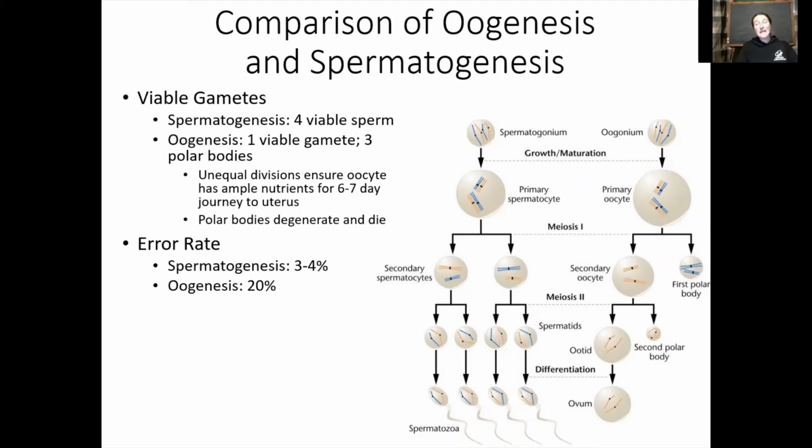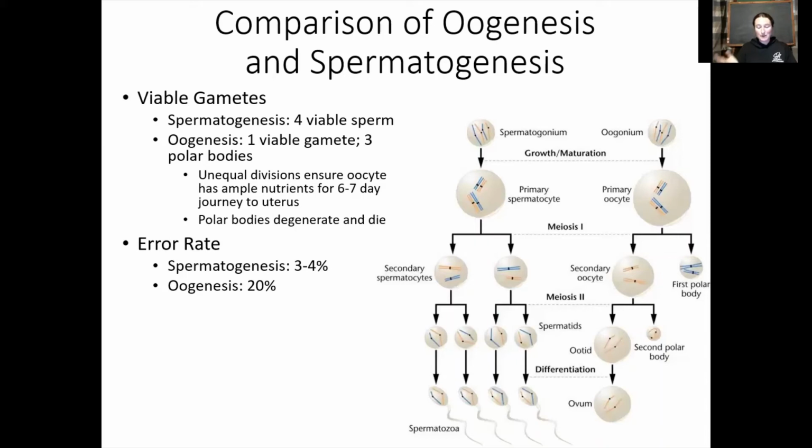Spermatogenesis begins at puberty and continues all the way until the man dies. Oogenesis begins before birth and pauses until puberty, and then continues until menopause, so only a few decades really. Spermatogenesis is fairly accurate, with only about a 3 to 4% error rate as far as copying DNA is concerned. Oogenesis has a much higher error rate, and a lot of this is because of that play-pause multiple times over the course of her life.